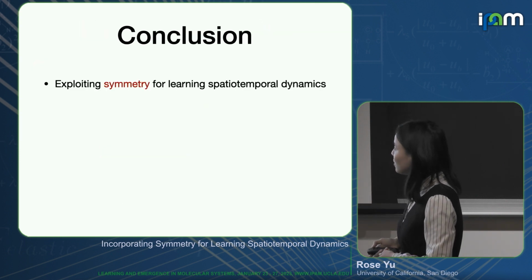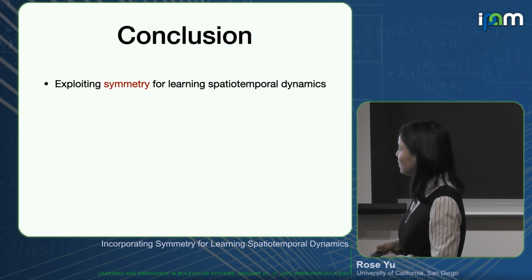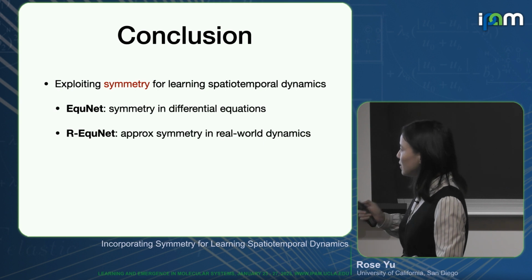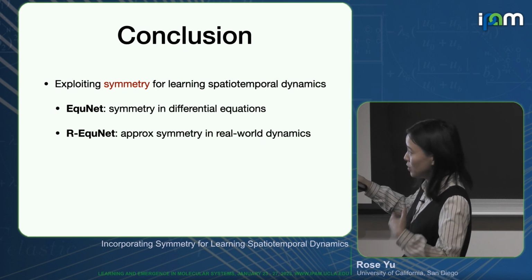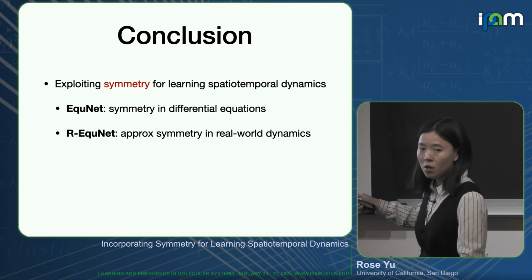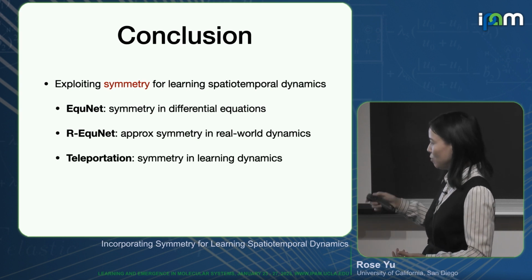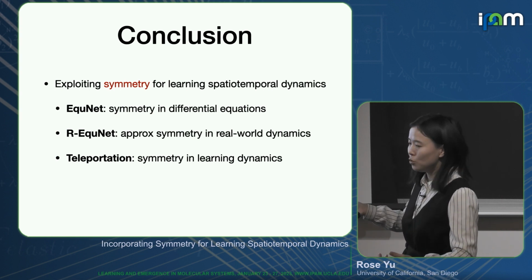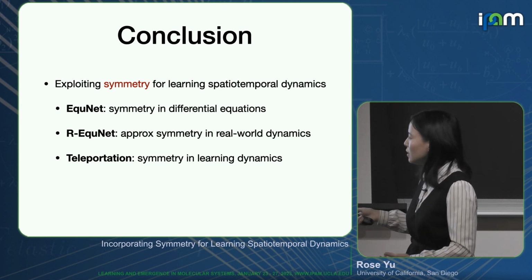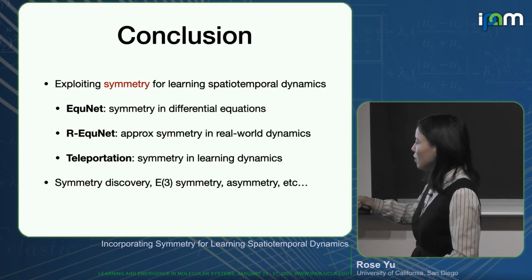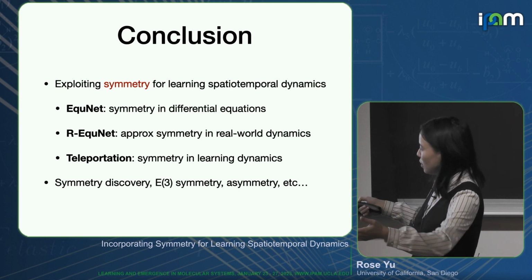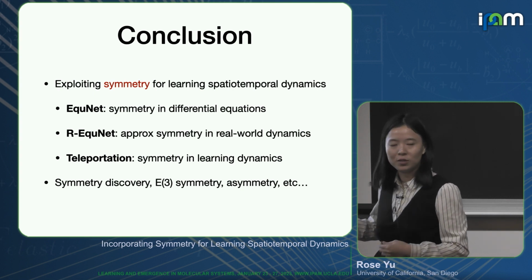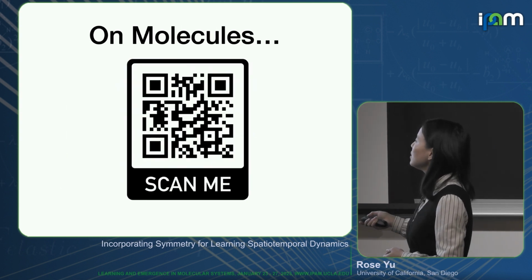To conclude, I talked about including symmetry for learning spatial temporal dynamics. EquiNet is symmetry in differential systems. Relaxed equivariance is really trying to bridge this gap from simulation to real. We have approximate equivariant networks. And I talked about teleportation, which is a new direction that we're thinking about, to use symmetry for accelerating learning dynamics. There is more to be done here. Symmetry discovery, tests on work on E2, E3, CNN, asymmetry. Asymmetry is a very interesting topic. So there's more to be done.